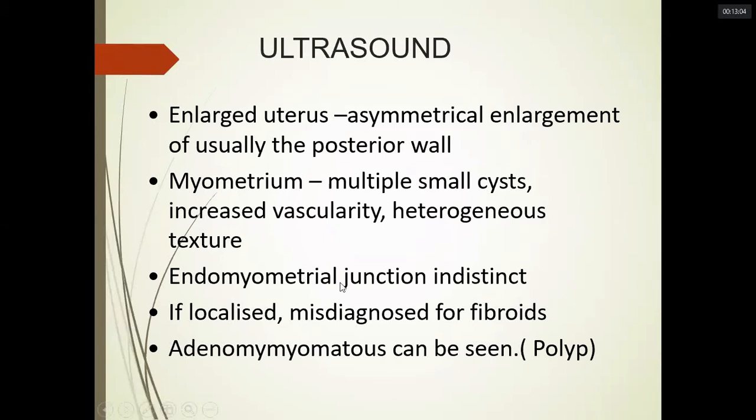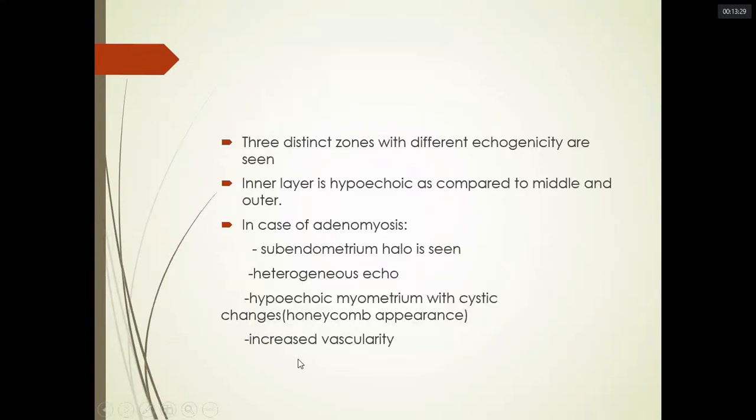The endometrial myometrial junction, which is also known as the junctional layer, is indistinct. And if localized, it can be misdiagnosed as fibroid. And sometimes adenomyosis can be localized along with formation of a polyp, that is known as adenomyoma, which can also be seen through ultrasound.